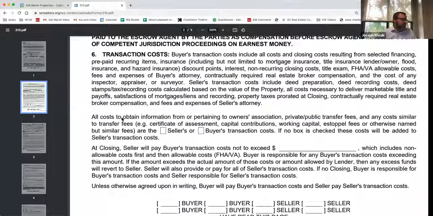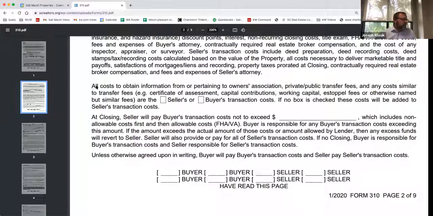We then go into this part here where it says all costs to obtain information. Let me start this one over and actually read it to you in English. All costs to obtain information from or pertaining to owners associations, private or public transfer fees, or any costs similar to transfer fees, which would be certificates of assessment, capital contributions, any of those. This is where you negotiate this out.